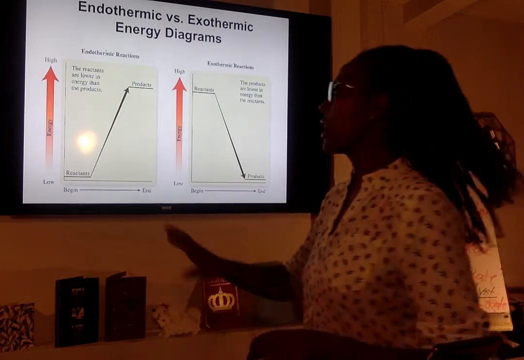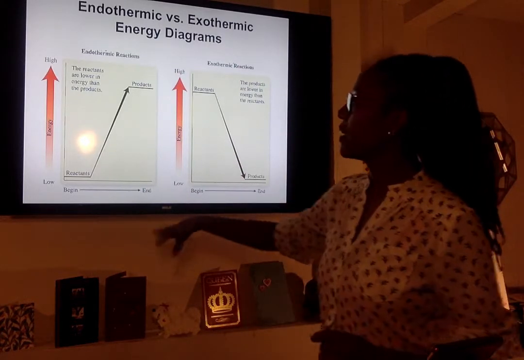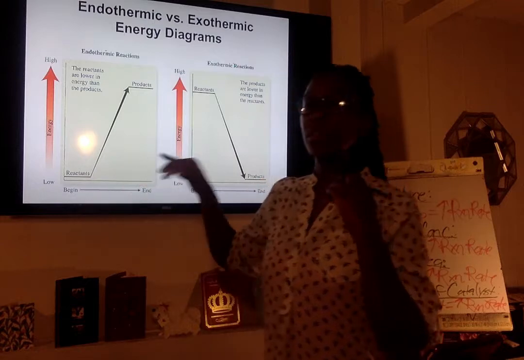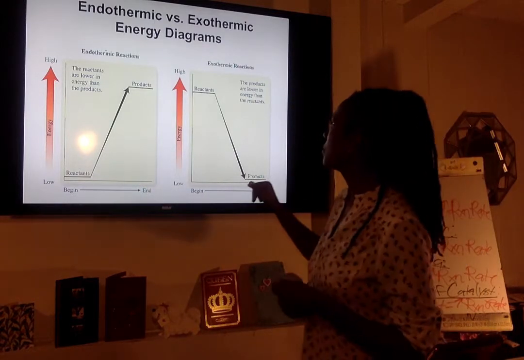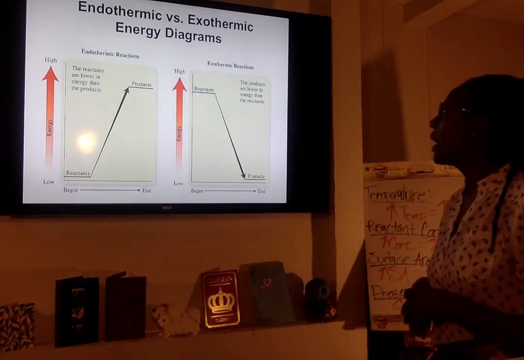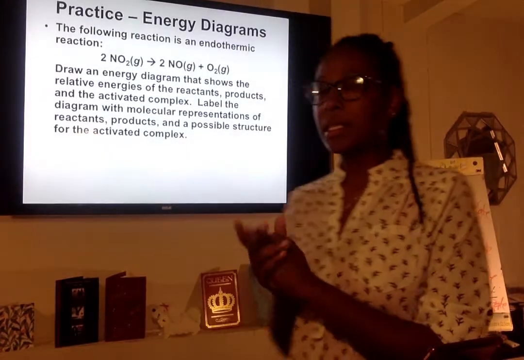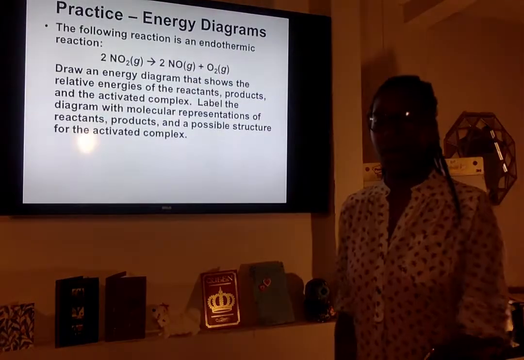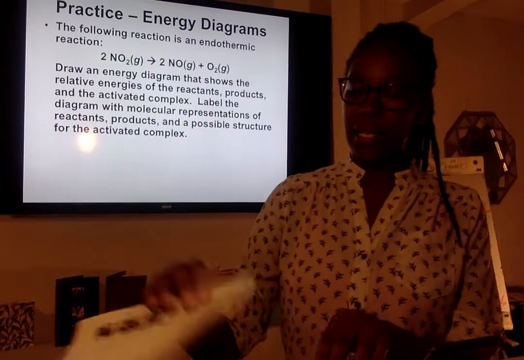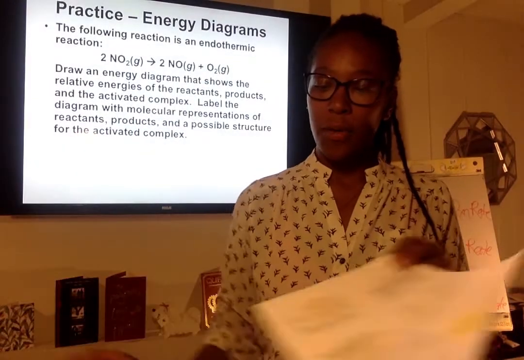Okay, so just understand the difference between the two charts, right? So endothermic, the reactants are lower in energy than the products, and then exothermic, the products are lower in energy than the reactants. Okay, so let's practice. Always so much fun, right? Okay, so let's see.